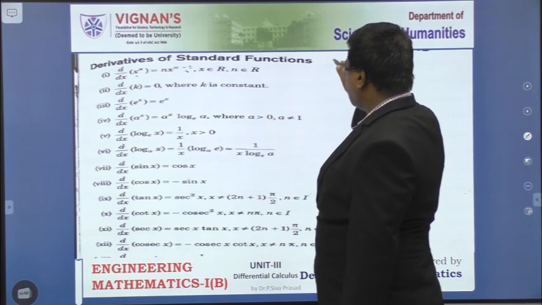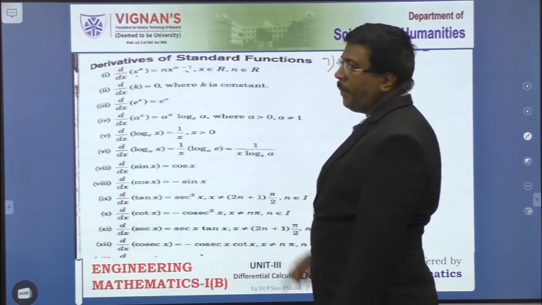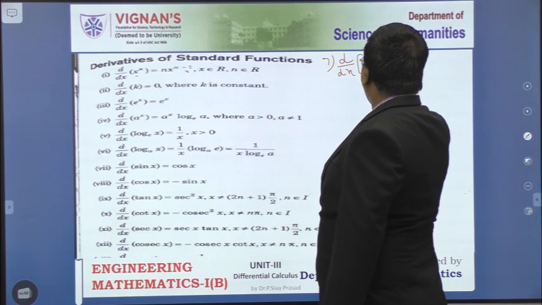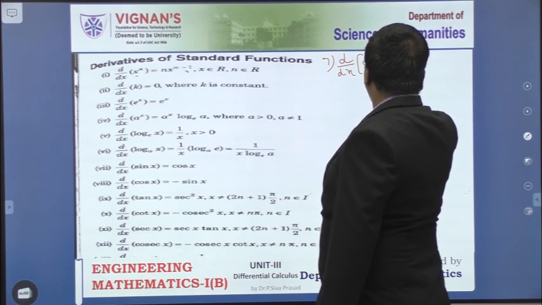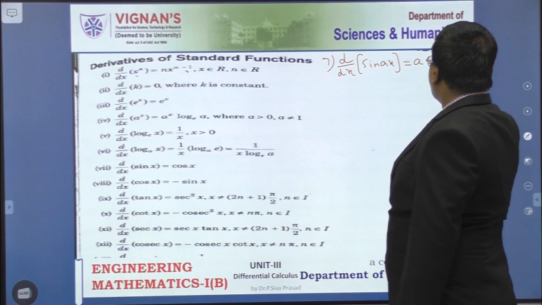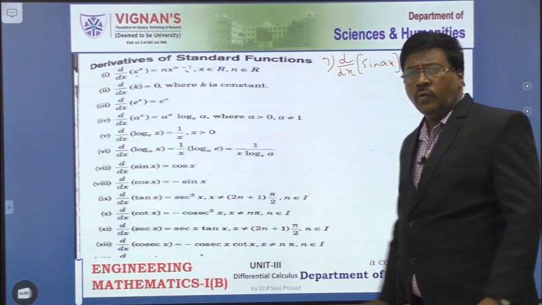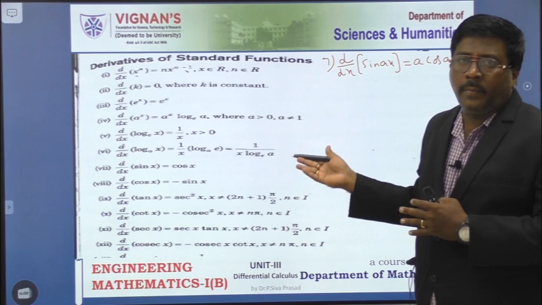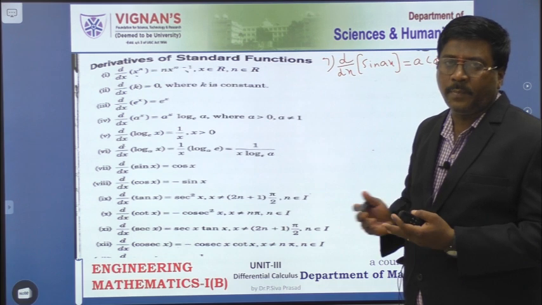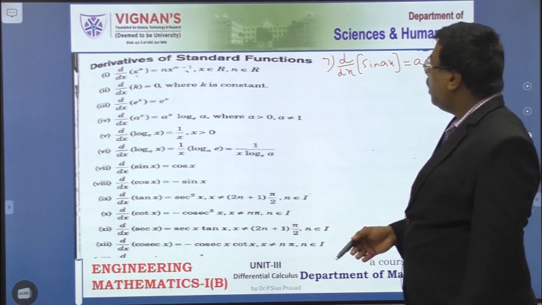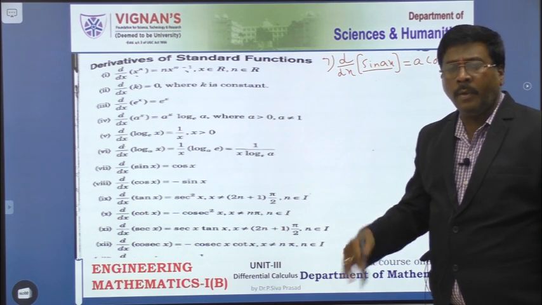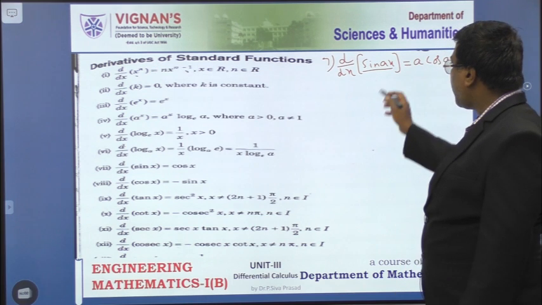So what is the next formula? That is the seventh one, the trigonometric ratios: d by dx of sine ax is equal to a into cos ax. So we have to see with the proof how these formulas are obtained, using the first principle, after completion of this. There is no problem at all. You can easily remember these formulas. Please all of you see this.